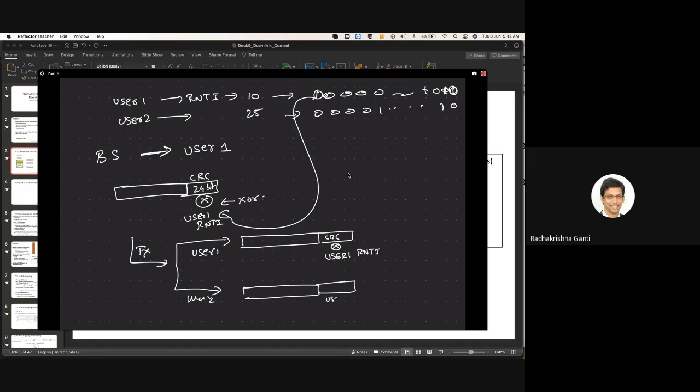User 2 will XOR with his own RNTI, the user 2 RNTI. What will happen? Because it was originally scrambled with user 1's RNTI, this will be garbage. Then he'll compute the CRC of the data, and the computed CRC and this CRC will not match. Whereas for user 1, assuming the channel is good, it will match. So user 1 will know that this data is for itself, whereas user 2 will discard this.